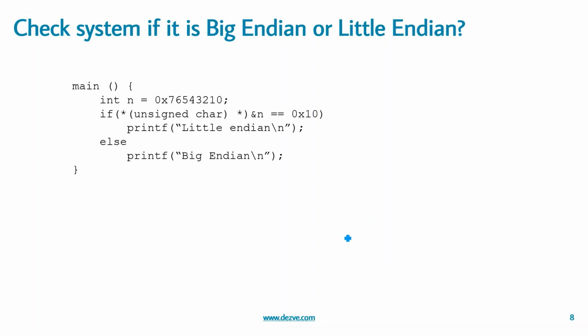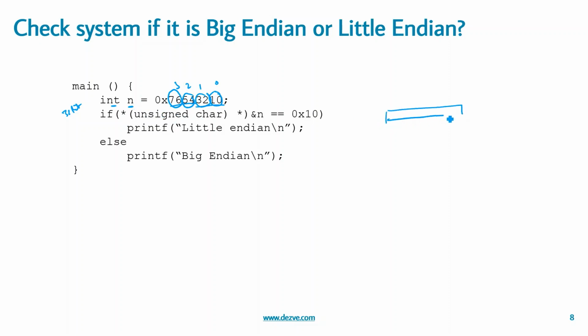Now suppose you want to test your system, the PC you're working on, to see whether it's big endian or little endian. How to do that? Here I have taken an integer. Again, let us assume this integer is 32 bits. Now we are trying to store a 32-bit value like this. All are in hex: the 0th byte, first byte, second byte, third byte.